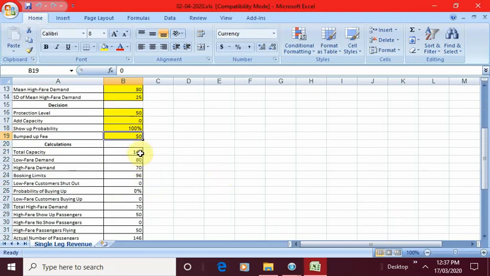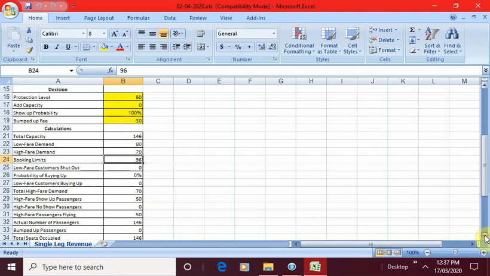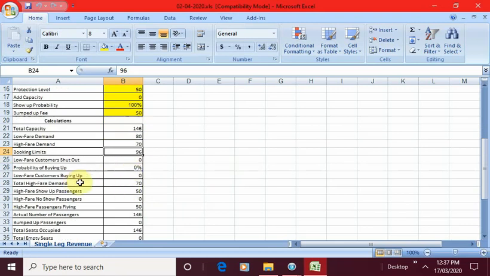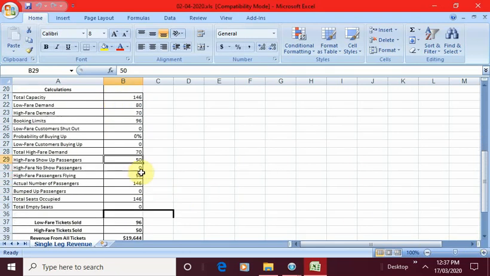So here you can see the 146 was the total capacity, 80 was the low fare demand, high fare demand 70, booking limit was set up for 96. Low fare customer shut out, no question about it. The low fare demand was low, so there is no question of that, and probability of buying up is 0%. Low fare customers buying is 0, number of passengers is 0. Total high fare demand was 70, but we have set the booking limit for 50, and so the tickets sold were 50, and no show, there's no question of these numbers, no show and high fare passengers flying, these are the numbers.